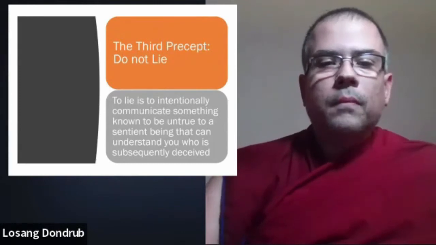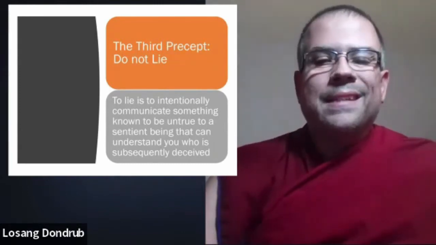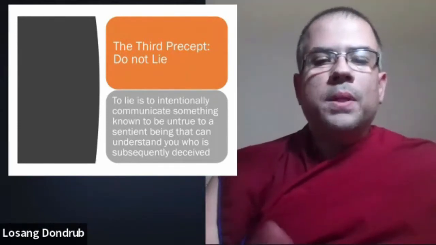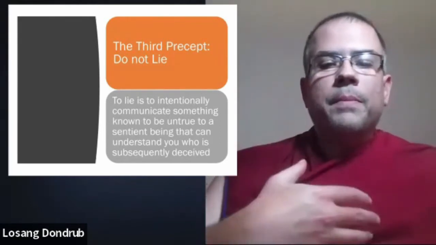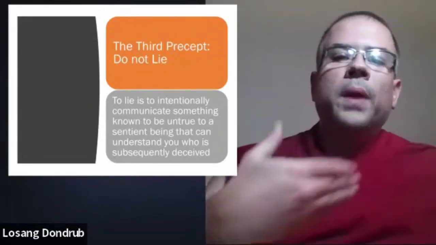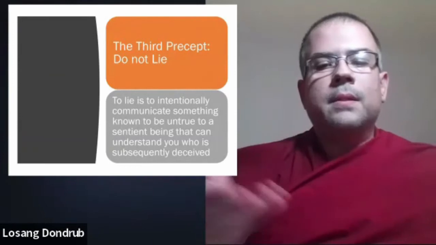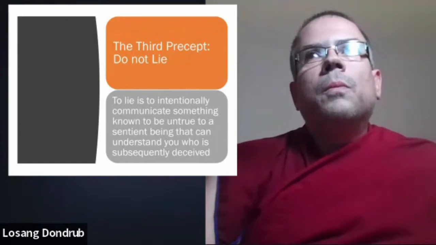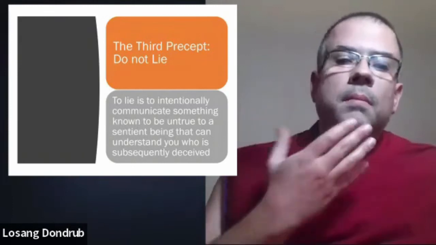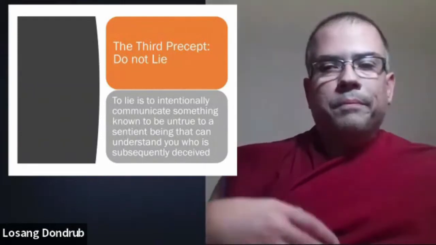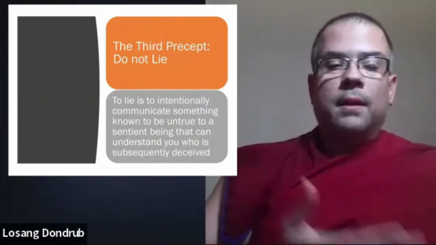Okay. So then the third precept is to not tell a lie. And this is defined here as to intentionally communicate something that you know to be untrue to another sentient being who can understand you and is subsequently deceived. Of course this doesn't mean that if you're just mistaken about something and you communicate something that you yourself are mistaken about, that's a lie.